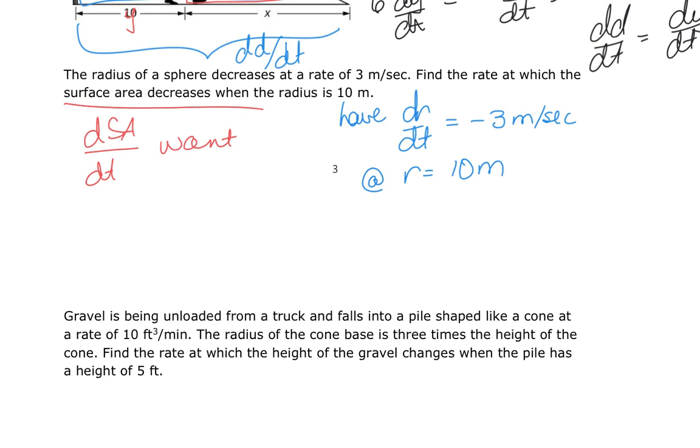So I'm going to have to find the equation of the surface area of a sphere. That is S A is equal to 4 pi r squared. Oh, well, this is kind of nice. So I'm going to take the derivative: d SA dt is equal to 4 pi multiplied by 2r multiplied by dr dt.